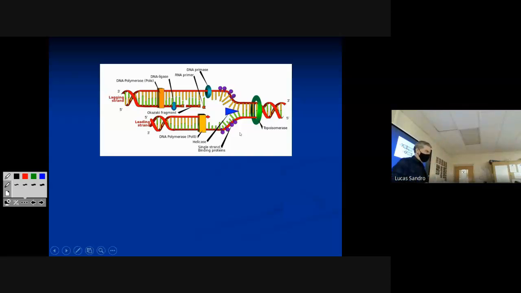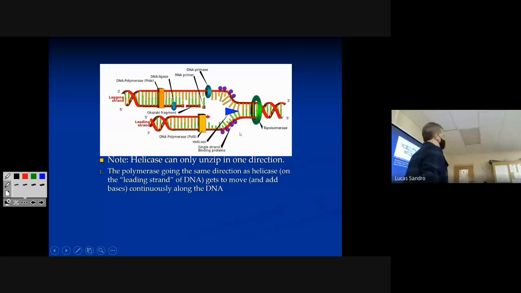Does that make sense at all? You there? So, okay, in words, what I just said: helicase can only go one direction. The polymerase that gets to go that direction behind it, that's called the leading strand. The strand where the polymerase gets to go the same direction is called the leading strand.